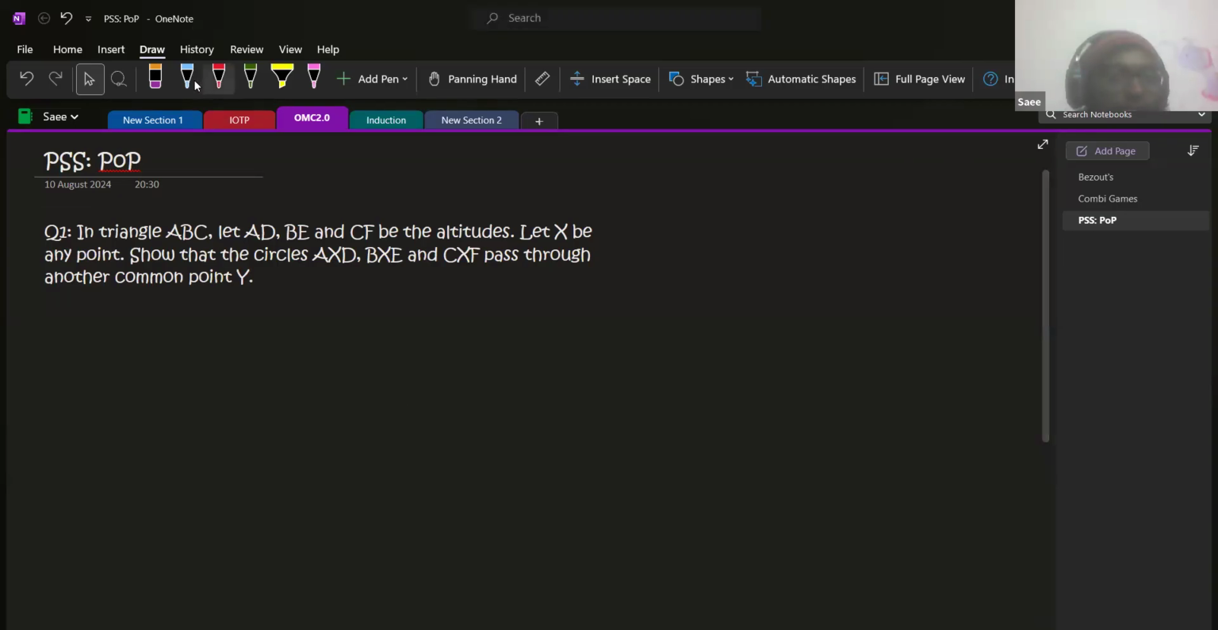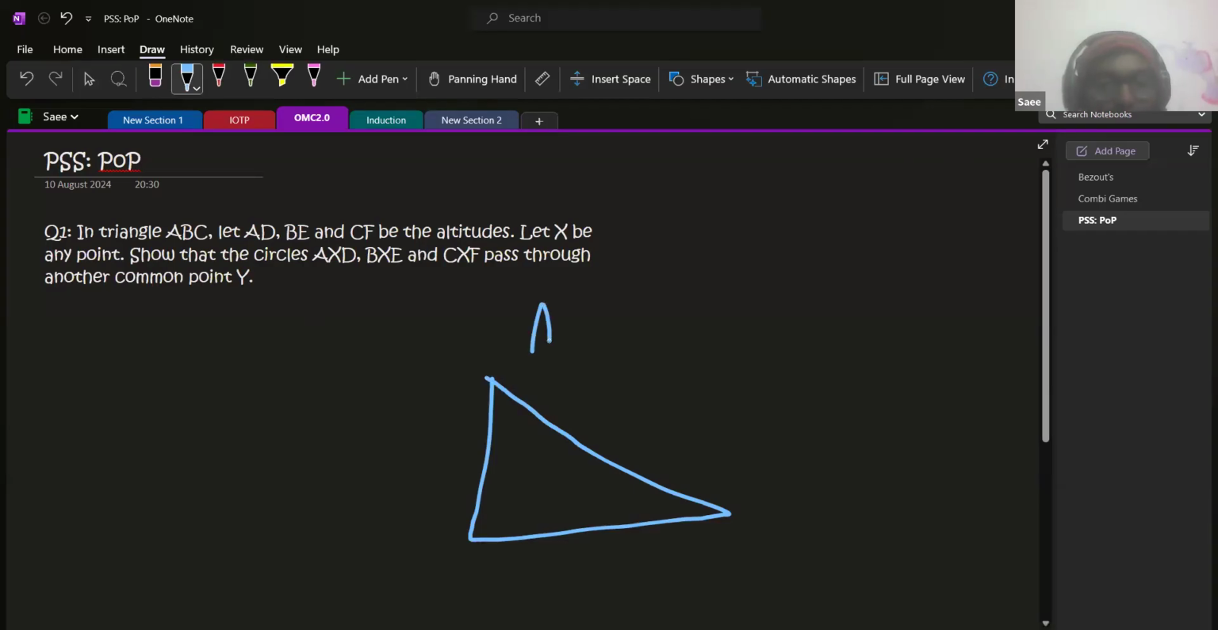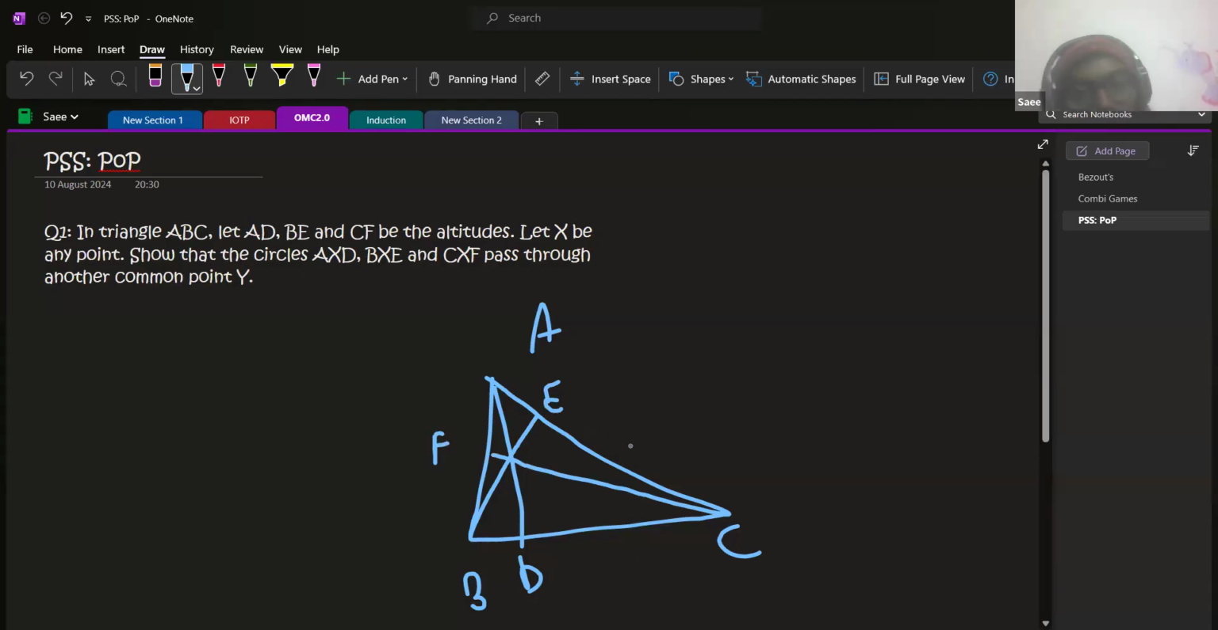So we have a triangle ABC. You'll also get to know my beautiful diagram drawing skills today. I'm excited for that. We have AD, BE, CF as altitudes. And let X be any point. You want to show that circles AXD... Okay, so over here it's important to note that A, X and D are not collinear.